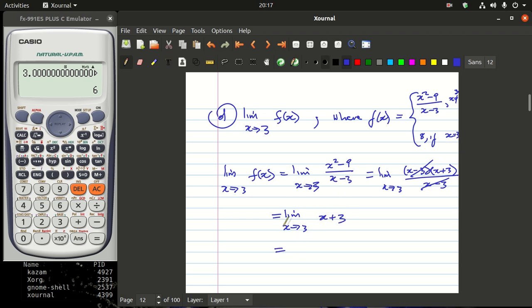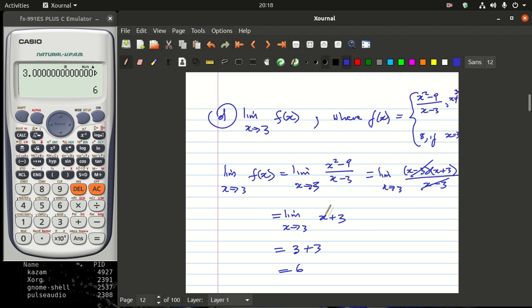Now, if I pick this value that is so close to 3, the calculator is not going to see the difference, the computer is not going to see the difference, so it's going to round it off to 3, so we'll end up having 3 plus 3, which is just a 6.